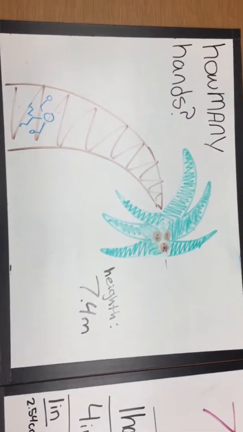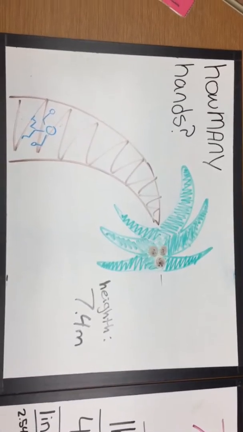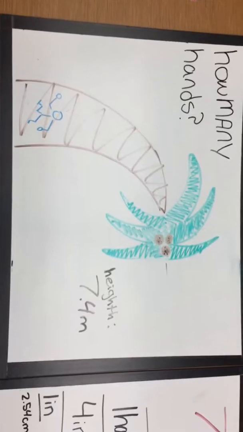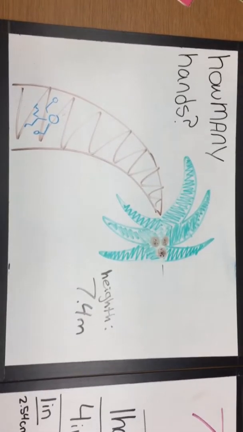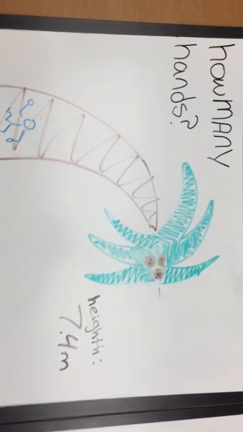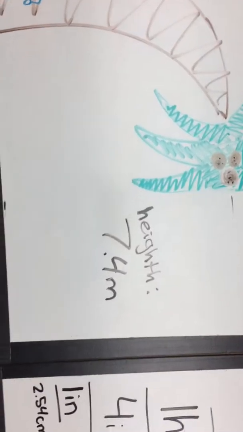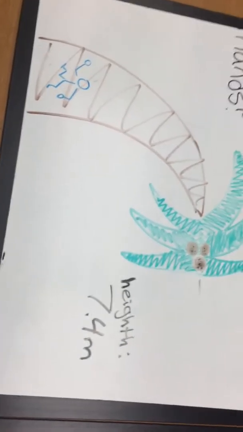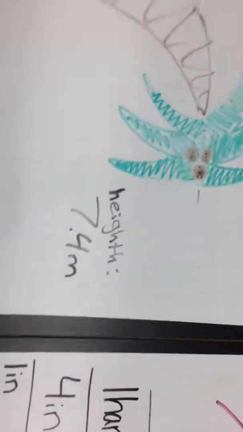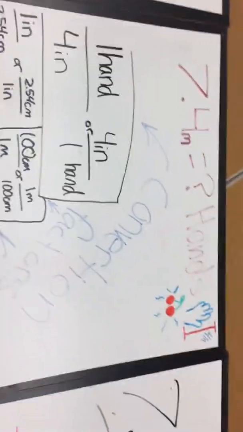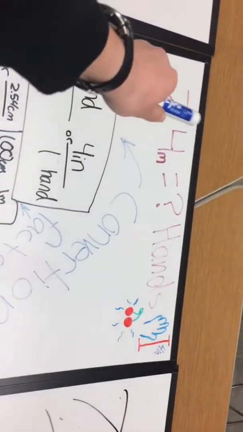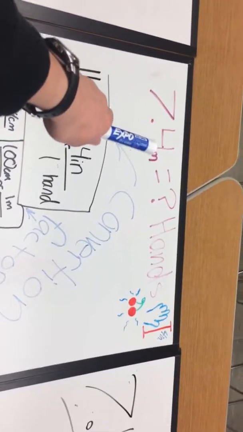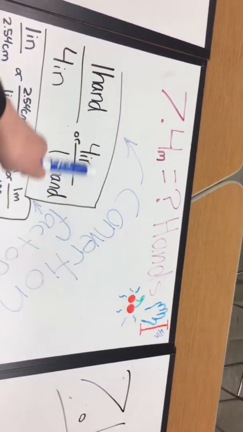How many hands does it take to climb the coconut tree to get to the coconut? Using dimensional analysis. The height of the palm tree is 7.4 meters. Those are the coconuts. So over here we have our setup equation: 7.4 meters equals how many hands?